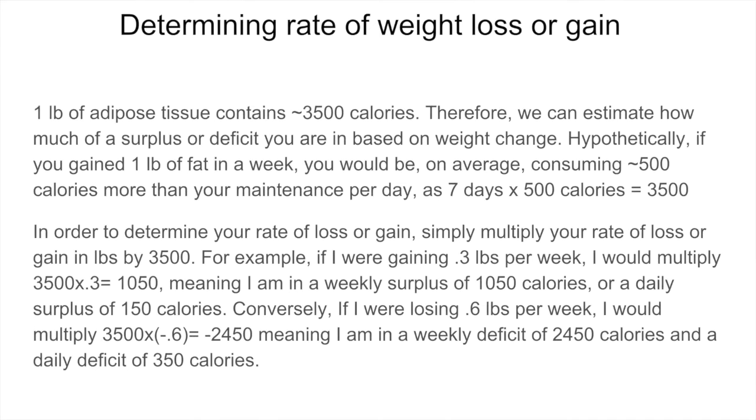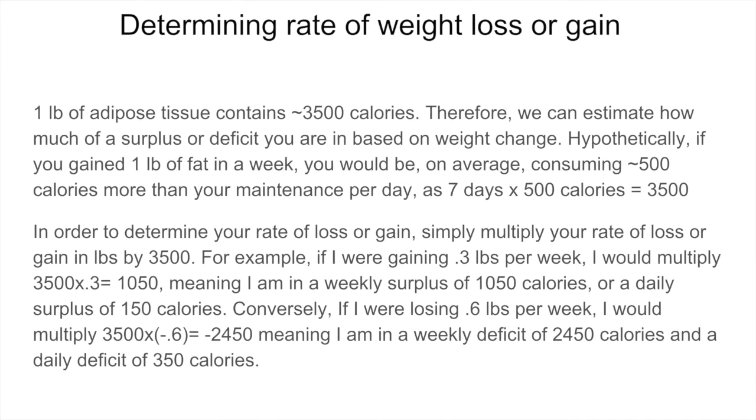In order to determine your rate of loss or gain, simply multiply your rate of loss or gain in pounds by 3,500. For example, if I were gaining 0.3 pounds per week, I would multiply 3,500 times 0.3, which equals 1,050, meaning I'm in a weekly surplus of 1,050 calories or a daily surplus of 150 calories. Conversely, if I were losing 0.6 pounds per week, I would multiply 3,500 times negative 0.6 pounds, which equals negative 2,100 calories, meaning that I'm in a weekly deficit of 2,100 calories.